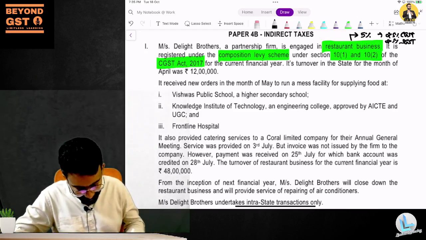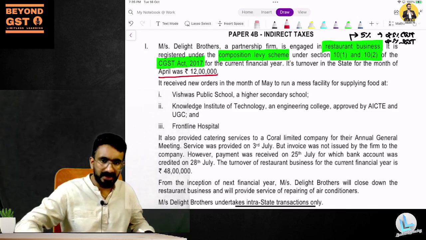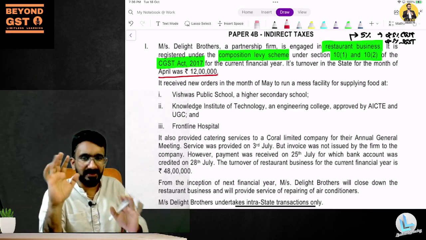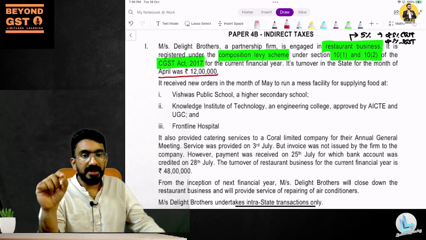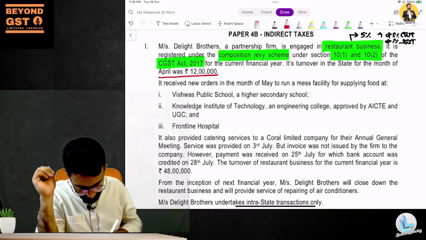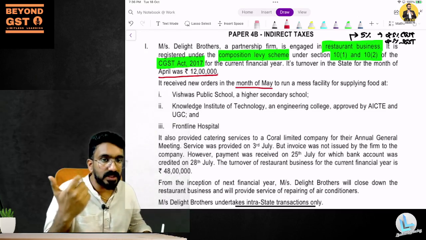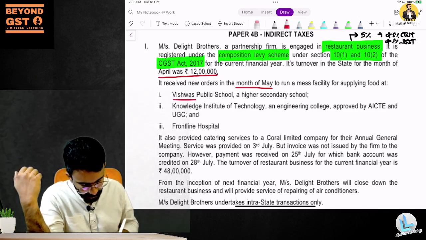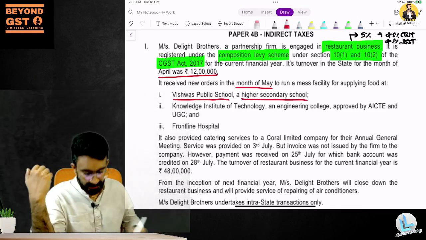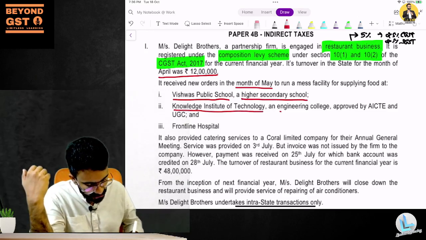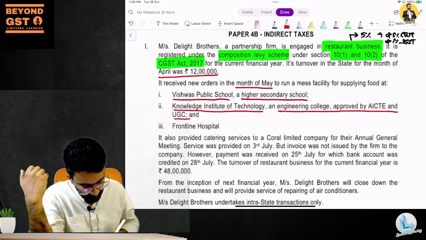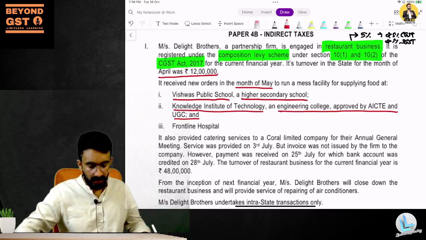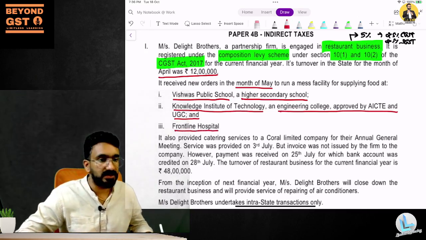Now the turnover in April is 12 lakh. Okay, they have given a monthly turnover. They're not asking you how much is, they're not saying is it monthly payable or not. They have given you monthly turnover. And this is the April turnover. In the month of May, it received new orders in the month of May to run mess facility for supplying food at Vishwas Public School, a higher secondary school. Then, Knowledge Institute of Technology and Engineering College approved by AICTE and UGC, okay, which is an approved engineering college. Then they're supplying it to a hospital.